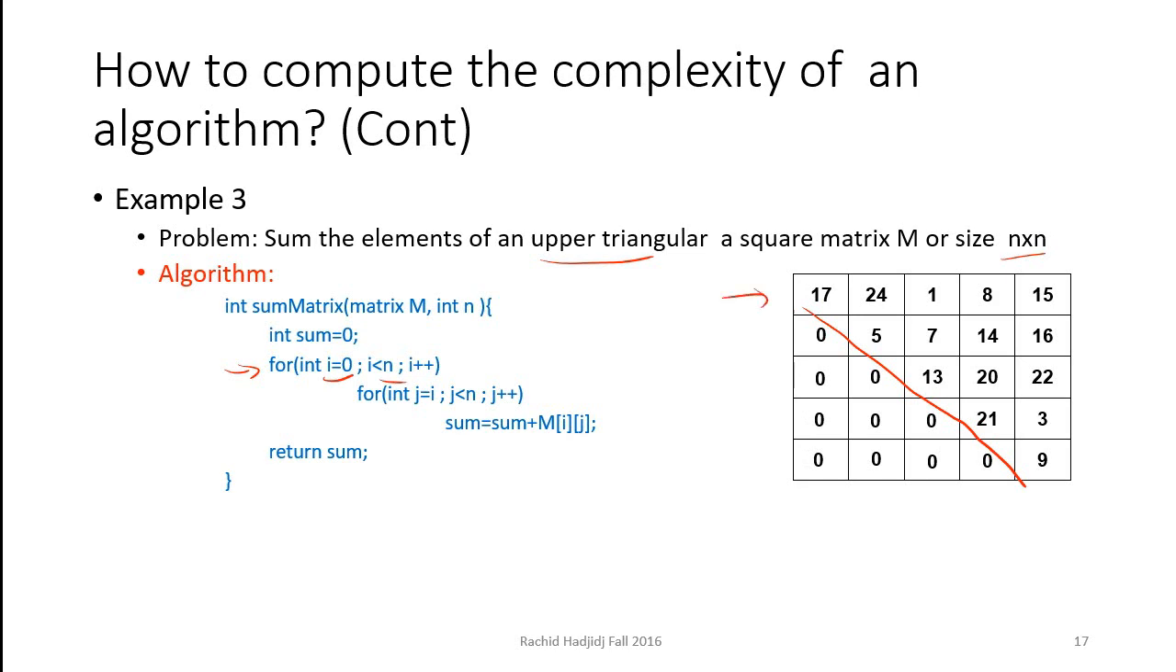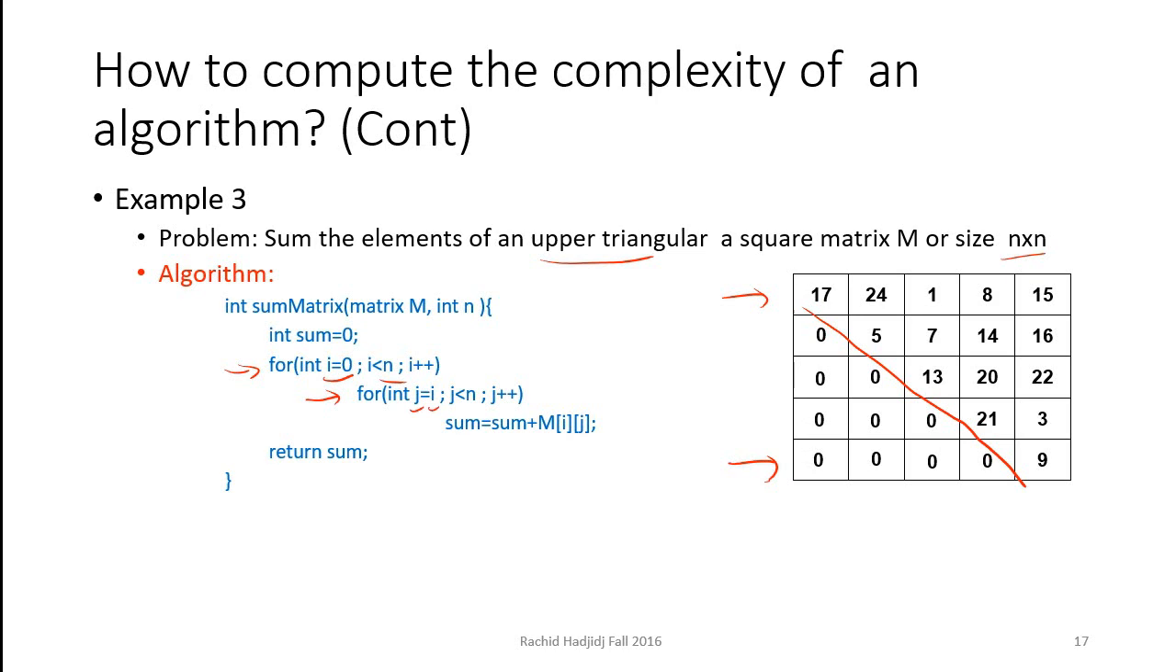So here we start from 0 up to n. Actually, we go up to n minus 1. And for each row, we have the internal loop, which starts from I. So j starts from I each time.